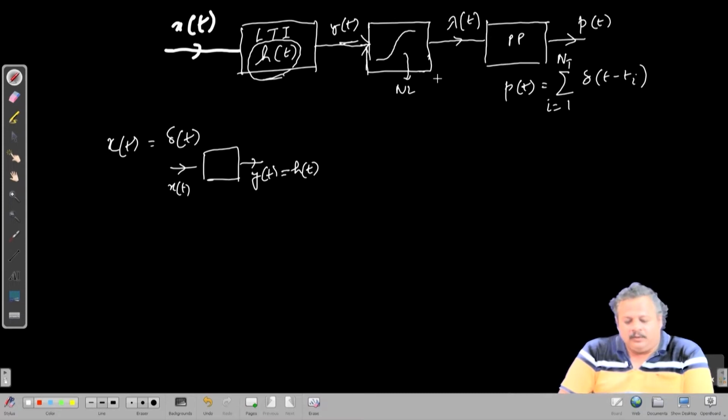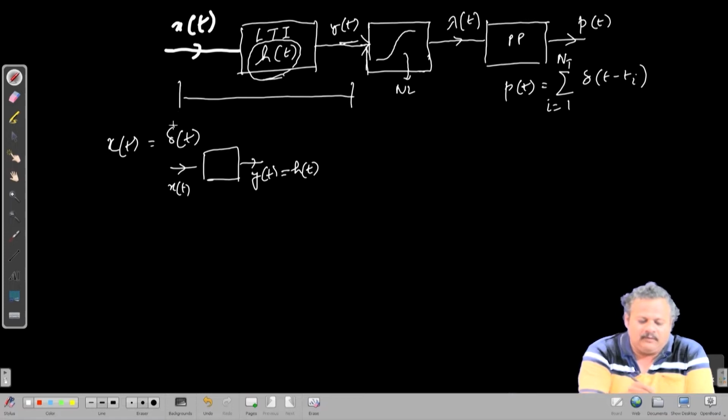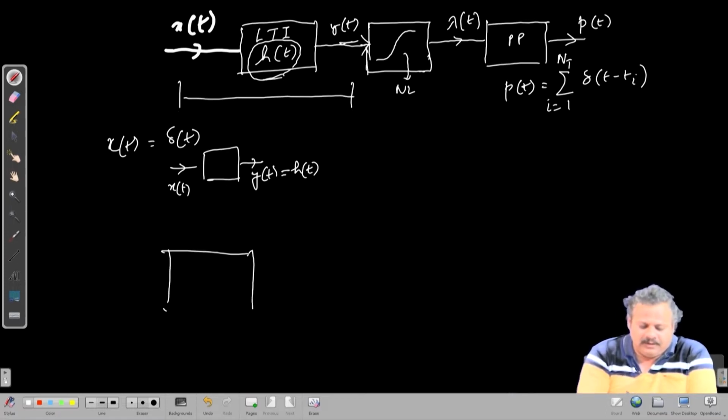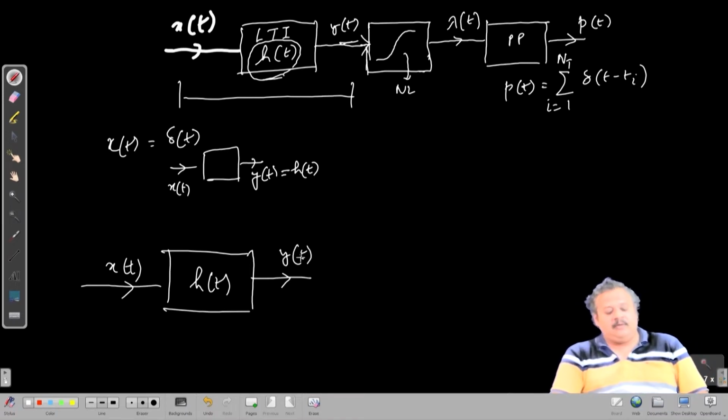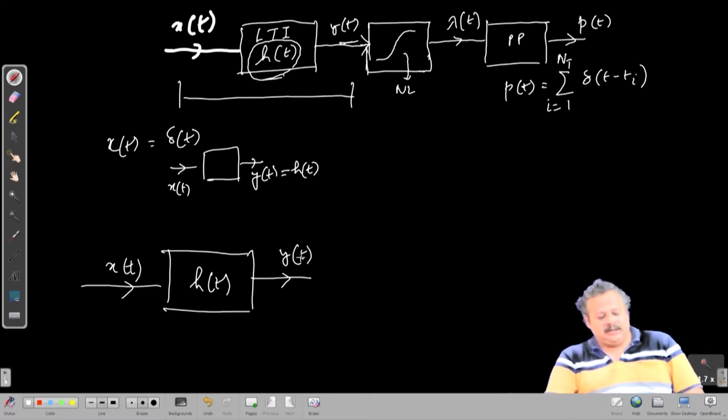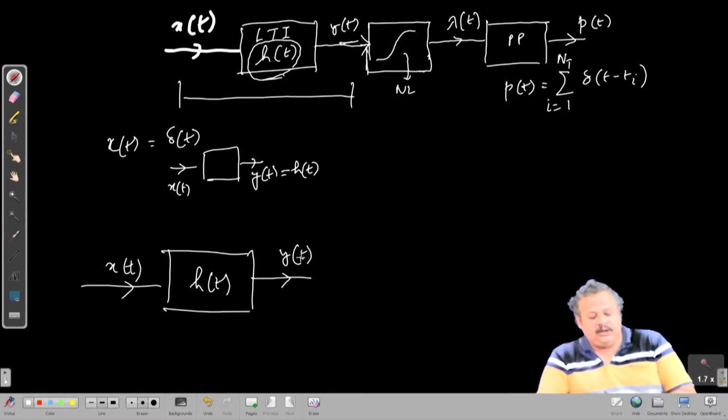In order to do that, let us think of simply a linear time invariant system. Let us forget about the other two blocks here, and consider only the first part, where we have simply an LTI whose impulse response is h(t). We have an input x(t), which is a random process, and it is producing an output y(t), which is also a random process, and we will assume wide sense stationarity and ergodicity in these processes to make things simpler.